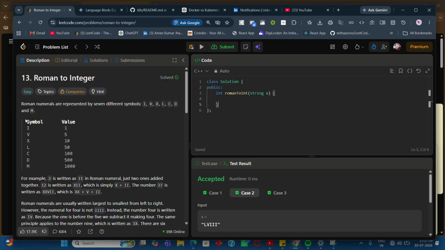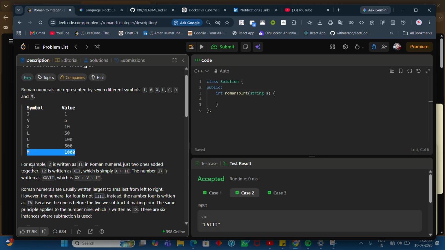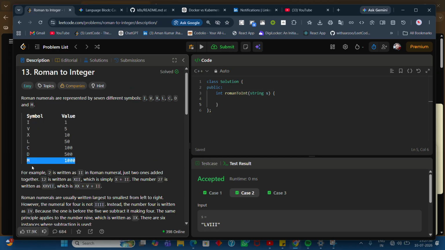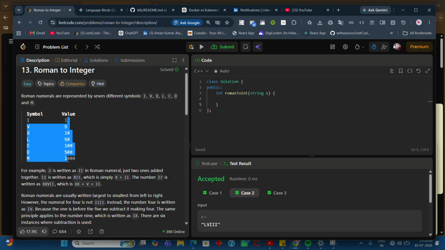We are given some symbols and their values: I is 1, V is equal to 5, X is equal to 10, L is equal to 50, C is equal to 100, D is 500, and at last M is equal to 1000. So these are the symbolic values of Roman numbers, and these are their numeric values.